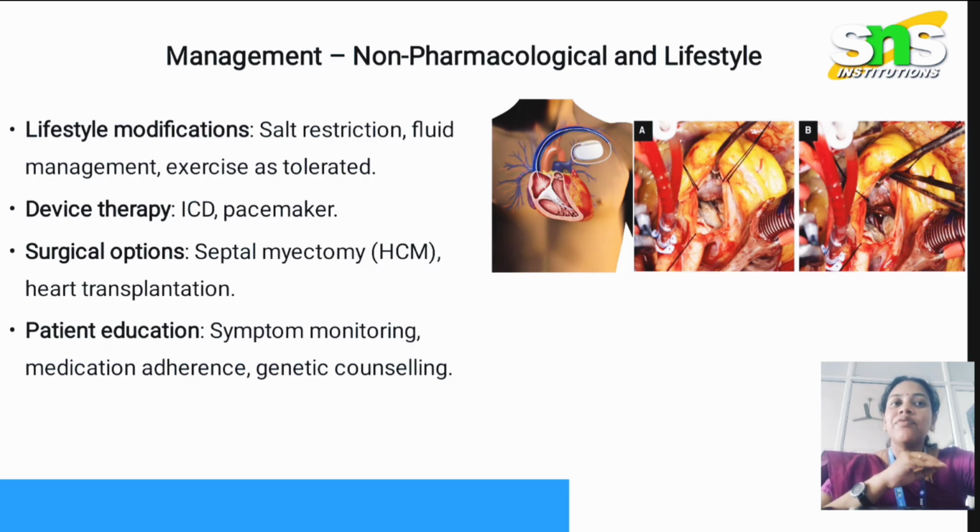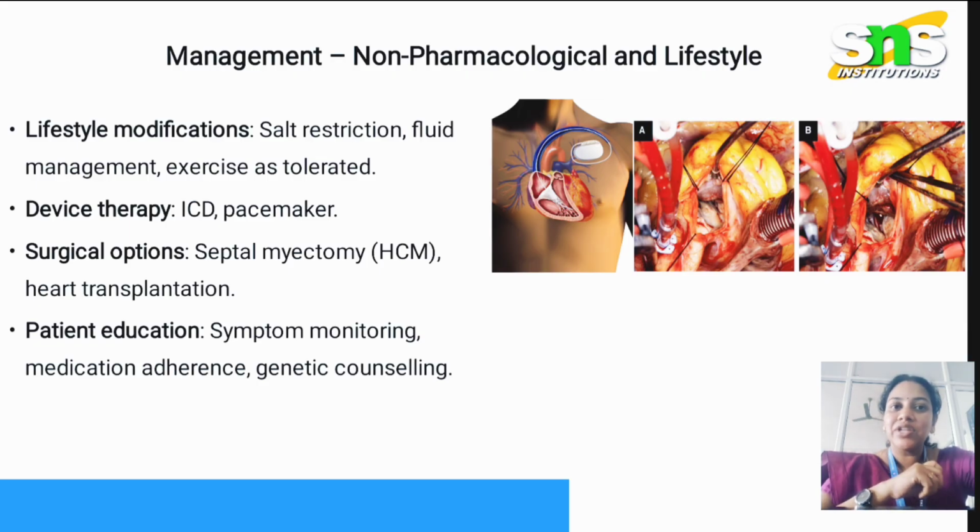So beyond pharmacological treatment, there is lifestyle management, such as self restriction, like salt restriction, fluid management and exercise. You have to restrict something in your life to get well. And device therapy, if they have arrhythmias, you can use ICDs. And surgical repair, if it is hypertrophic or the ventricular septum is very large, we can do a septal myomectomy, that is removal of part of the septum. It can be done. If the heart is totally dilated, there is no use of anything else. The final management is heart transplantation.